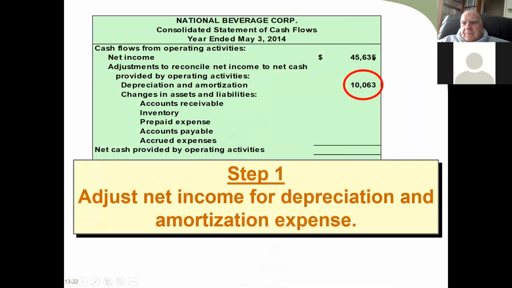First thing we need to do, we start with the net income, and then we add back to the net income non-cash expenses, depreciation and amortization. Okay, we're going to add those back. If we had a gain on the sale of an investment, that would be a number that we would have to subtract out of here. So just to get started, net income plus your non-cash expenses.